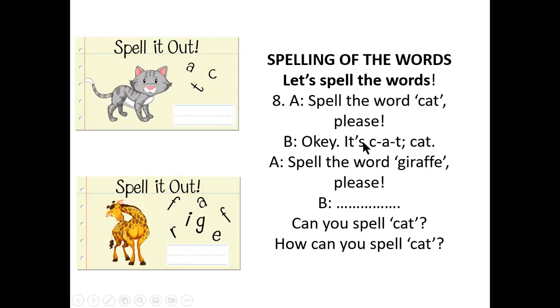Maybe it is not like this in your native language. It's C-A-T, cat. So this is a cat. Spell the word giraffe, please. Okay, let me spell it. Giraffe. G-I-R-A-F-F-E, or G-I-R-A-F-F, double F-E.